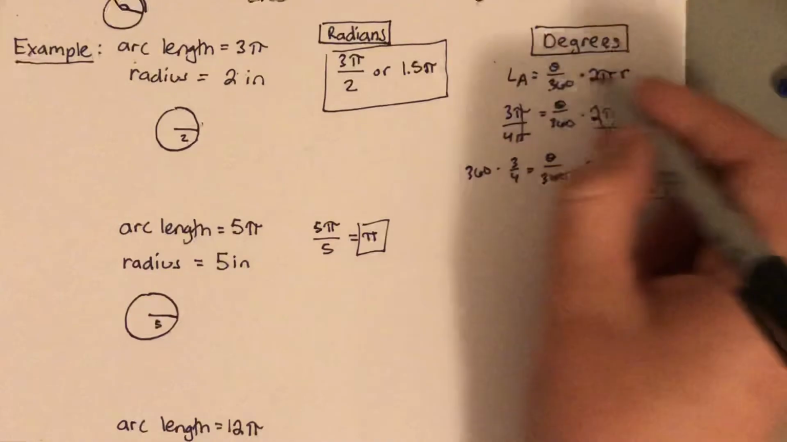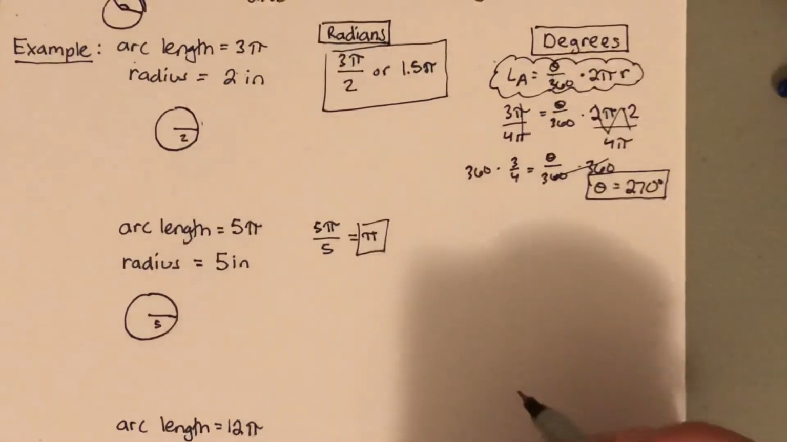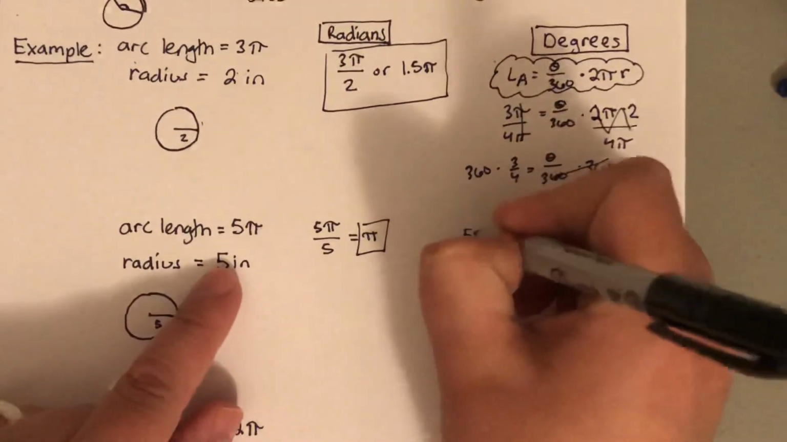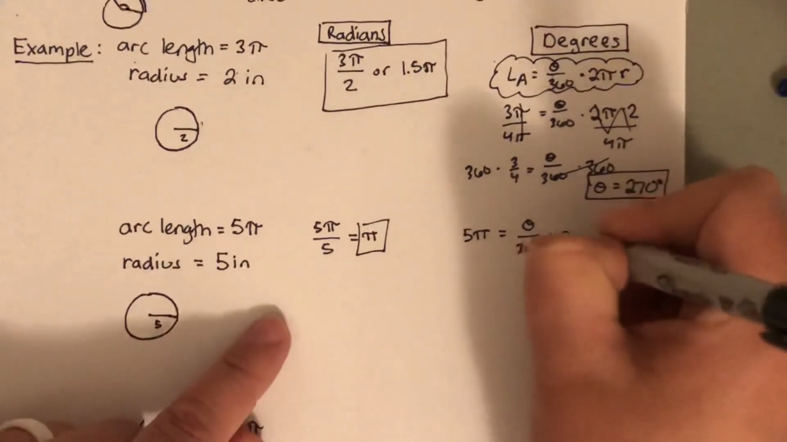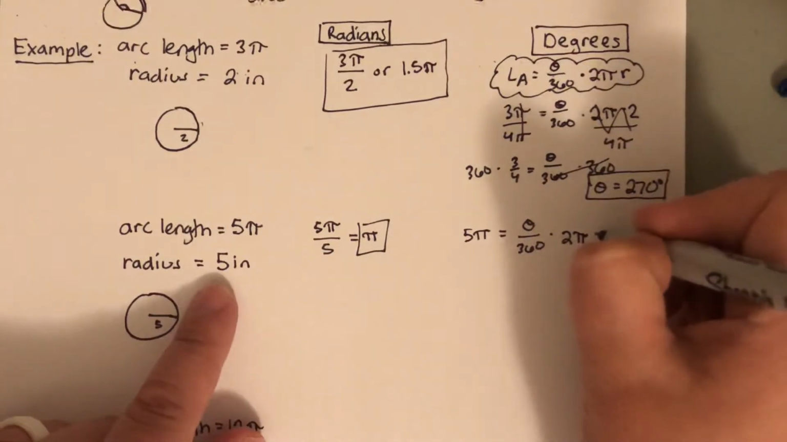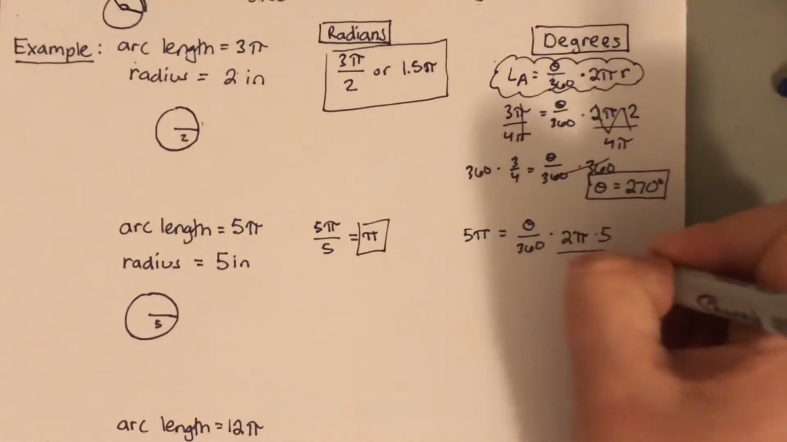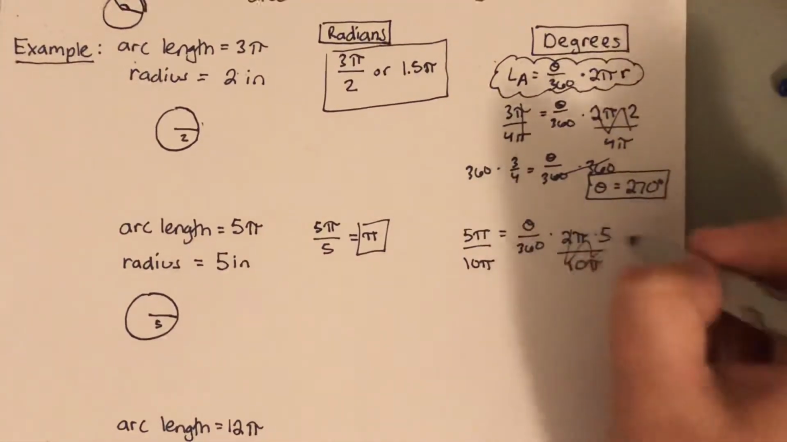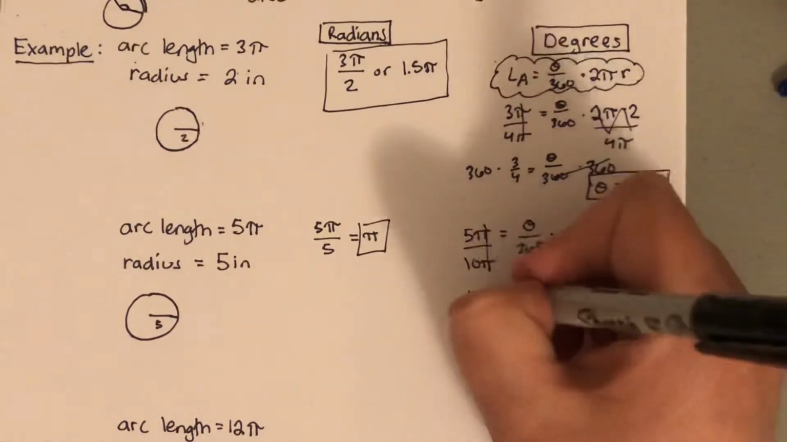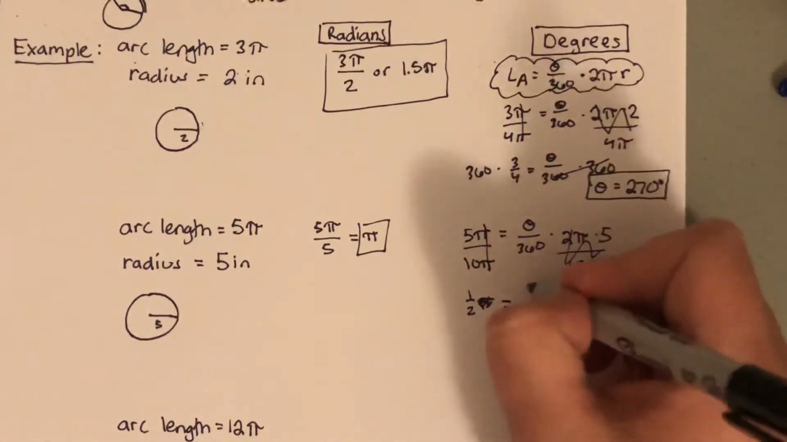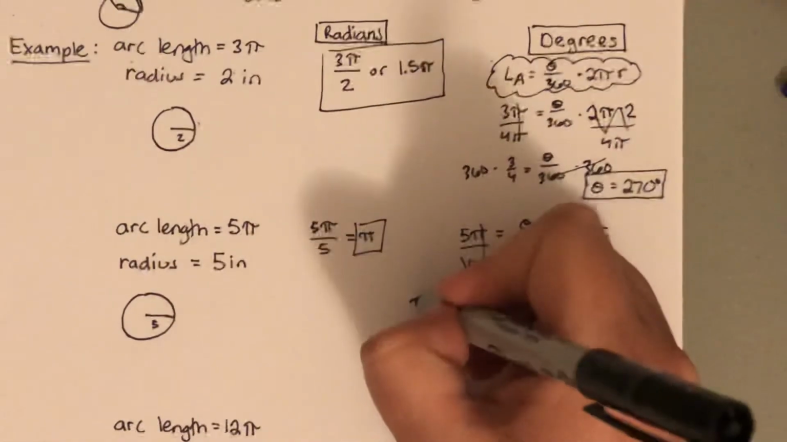We take the same formula right here, and we plug in everything we know. So we would have 5 pi is our arc length equals theta over 360 times 2 pi r, with the radius being 5. So if we divide both sides by 10 pi, we get 5/10 is 1/2. Oh, sorry, the pi's cancel out. Equals theta over 360. Multiply both sides by 360.